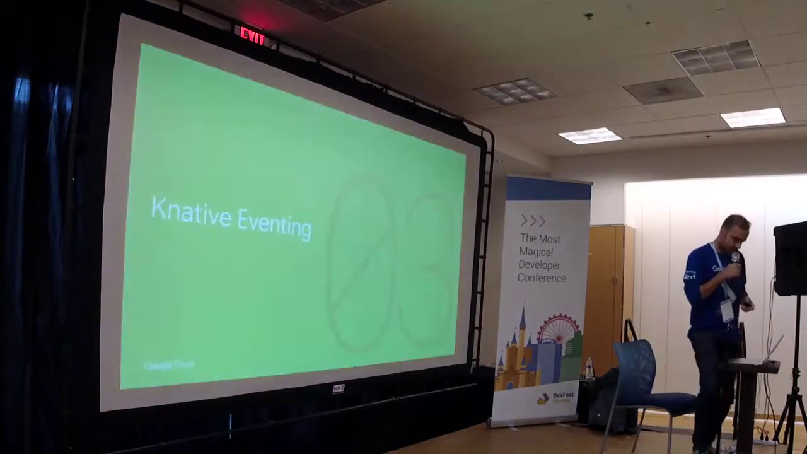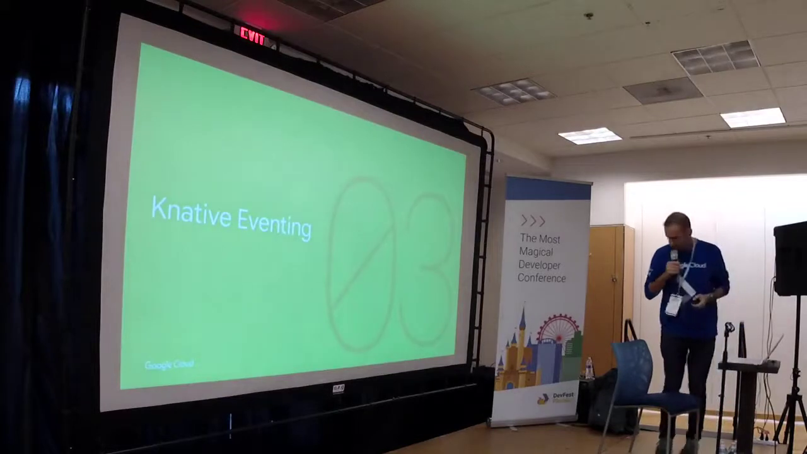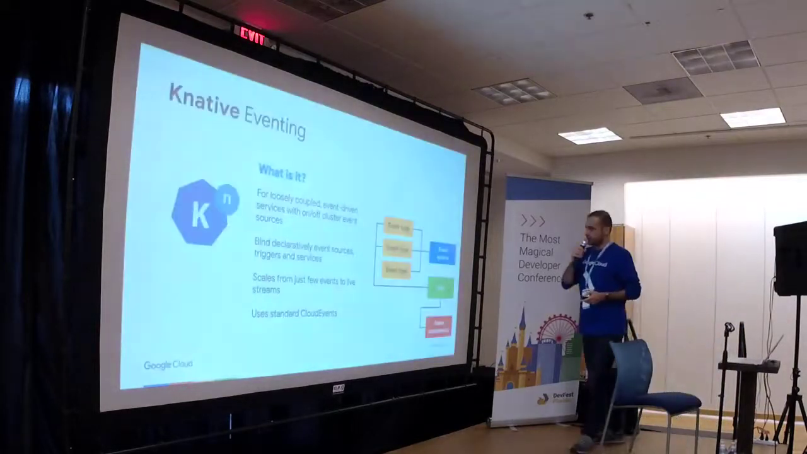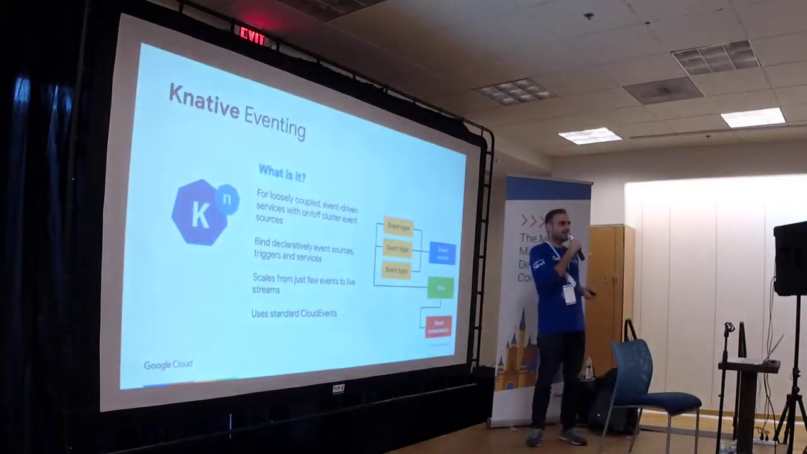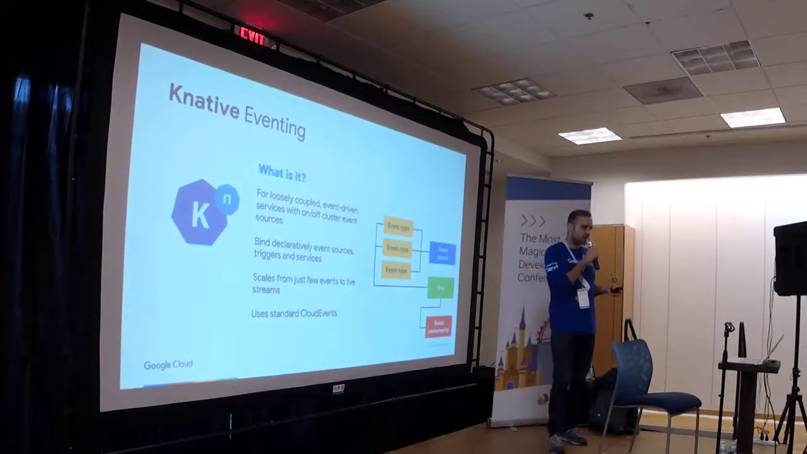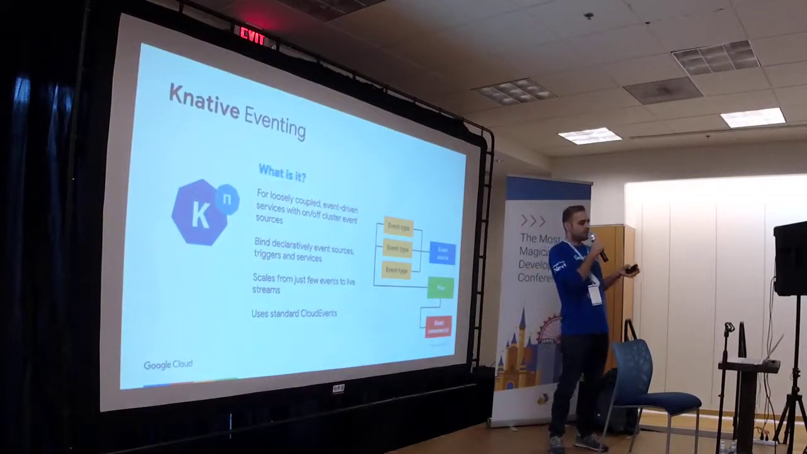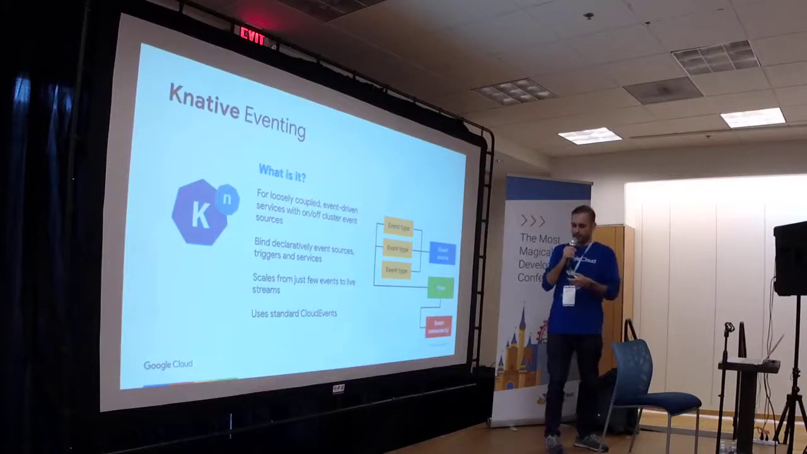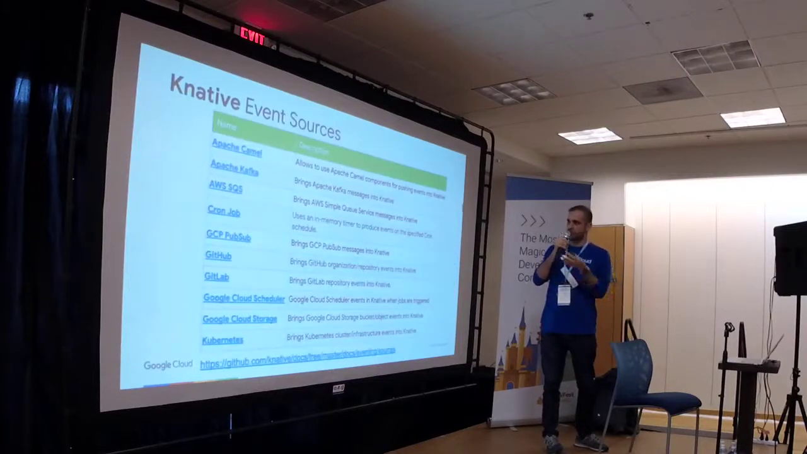All right, so that's Knative serving. The second part of Knative is Knative eventing. What Knative eventing tries to do is give you the building blocks to connect your Knative services or Kubernetes services to different kinds of event sources, right? And these event sources can be a bunch of different things.